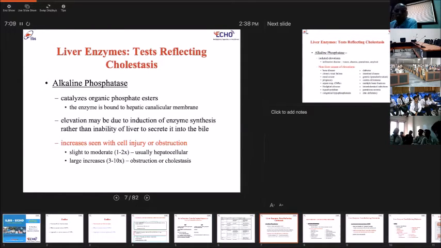The other liver enzyme which usually reflects cholestasis is alkaline phosphatase. It catalyzes the transfer of organic phosphate esters, and the enzyme is usually bound to the hepatic canalicular membrane. The elevation is usually due to induction of enzyme synthesis rather than the inability of the liver to secrete into the bile. Usually a 1 to 2 times rise of the upper limit of normal is hepatocellular, and more than 3 times elevation usually points towards obstruction, the cholestatic pattern.